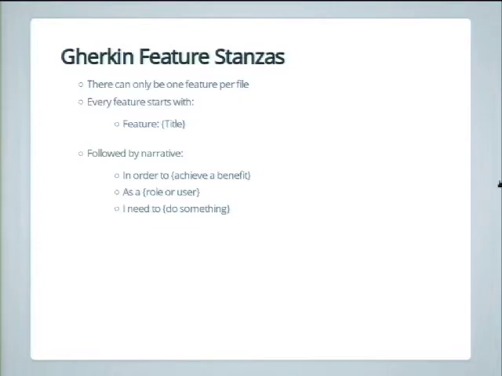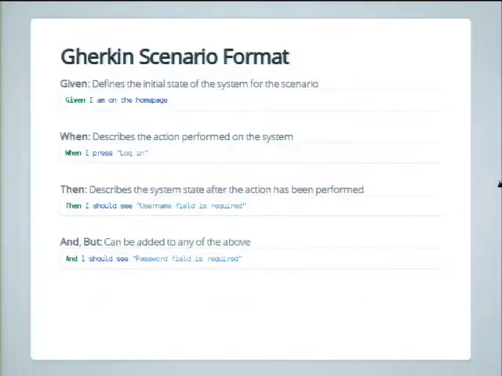Okay, all right. So this is the template, and you'll have examples of this on the virtual boxes that we're going to get set up here in a little bit. The feature file template is this straightforward. It has "Feature:", it has a title, and it's followed by a narrative that has the pattern here. So in order to achieve a benefit, as a role or user, I need to be able to do something. That's the pattern. That's the idea of what you're supposed to put in there.